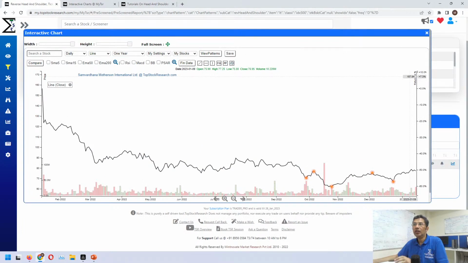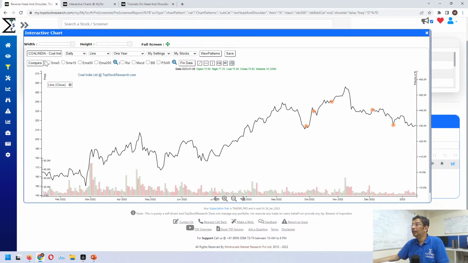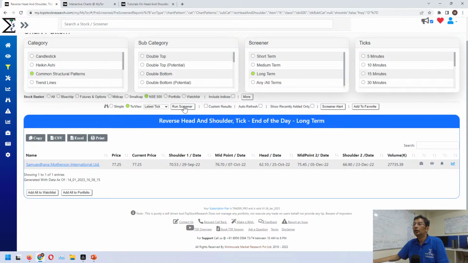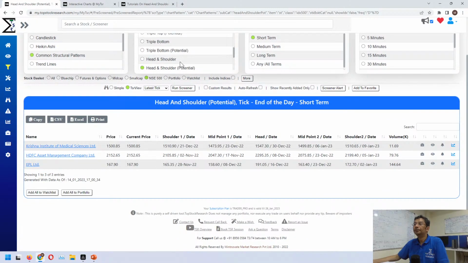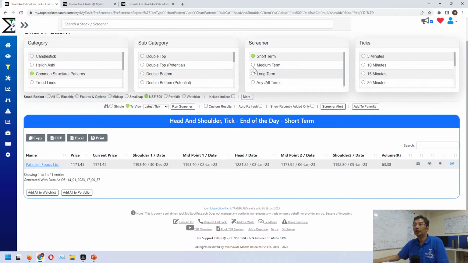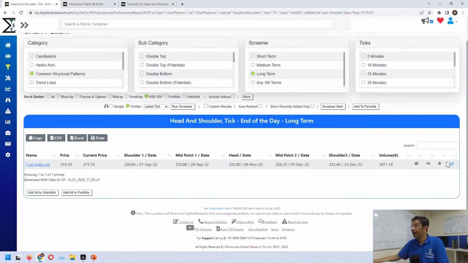Somebody mentioned they want to see Coal India, right? Coal India, so this is... let me go from this one, otherwise the points are... sorry, head and shoulder, medium term, Coal India.